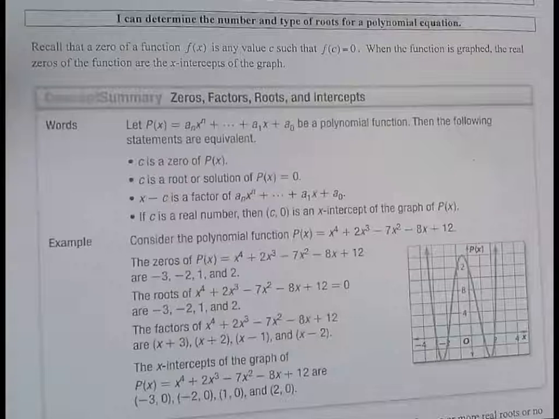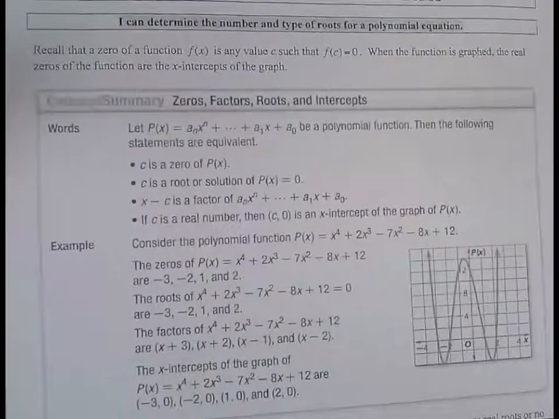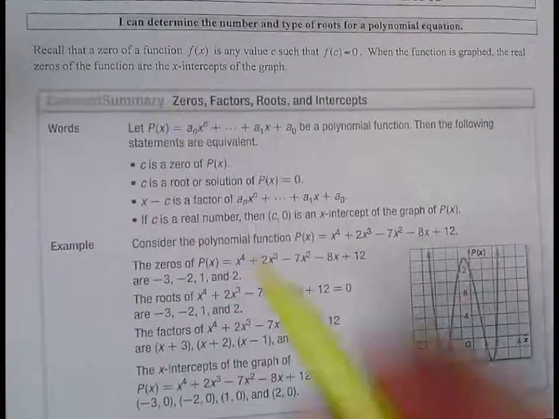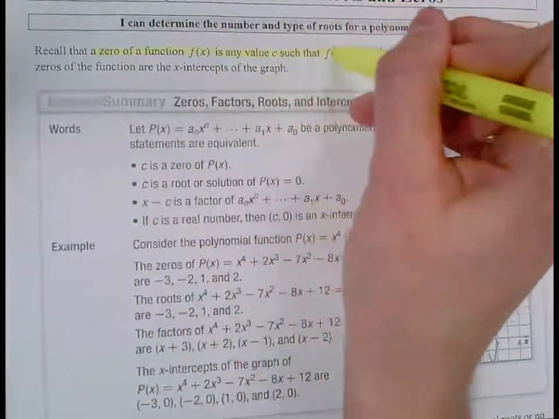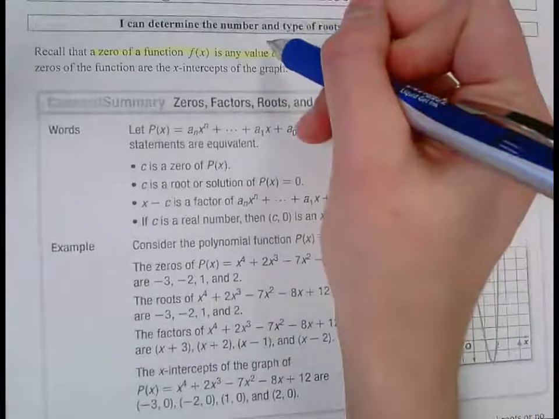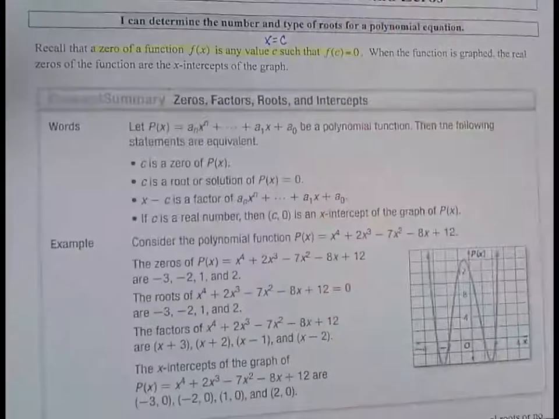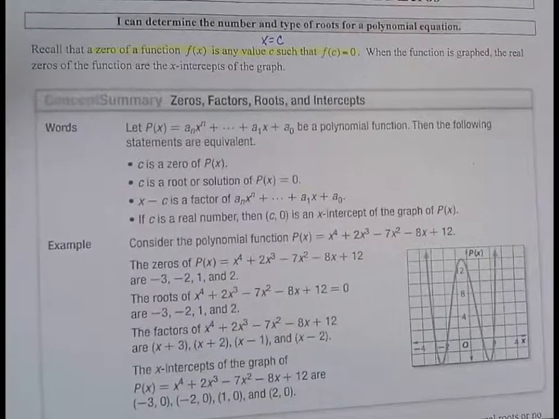At the top, this is reviewing some vocabulary. So recalling what the zero of a function is. If you're asked to find the zeros, you know what that means. A zero of a function, f of x, is any value c such that f of c is equal to 0. So c is an x value. A zero is any x value where, when you substitute it into a function, the y value is 0. So we have talked about zeros before.